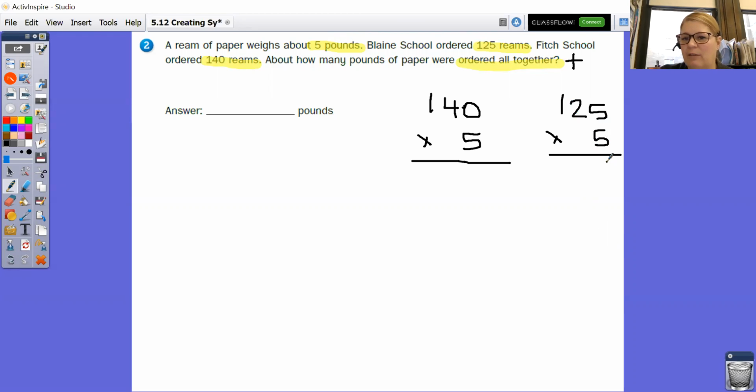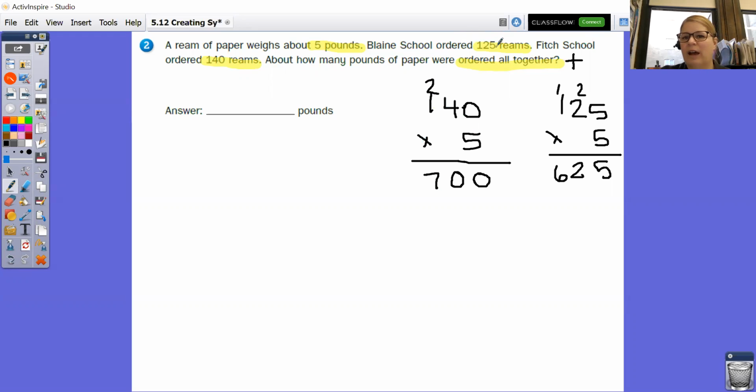So 5 times 5 is 25. I'm going to carry my 2. 2 times 5 is 10 plus 2 gives me 12. I'm going to carry my 1. 5 times 1 is 5 plus 1 is 6. Now I'm going to do the same thing for 140 reams for the Fitch school. 5 times 0, 0. 5 times 4, 20. Put down my 0, carry my 2. 5 times 1 is 5 plus 2 is 7.